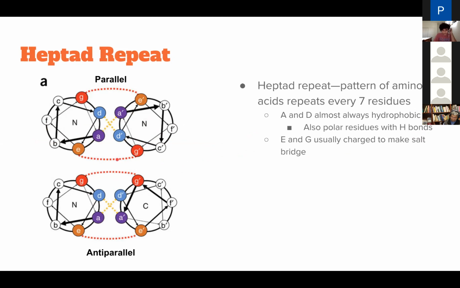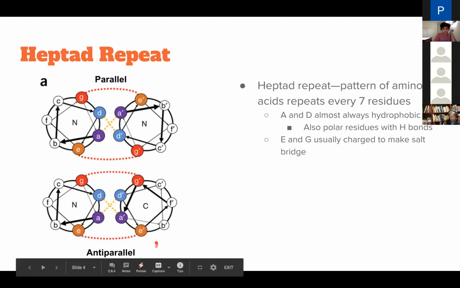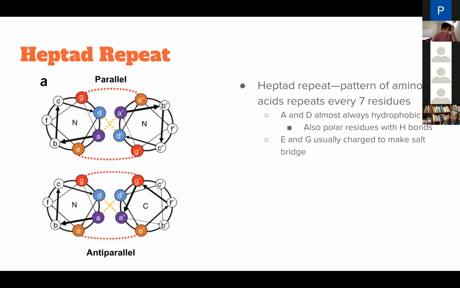Another important thing to note are the E and G positions on the edges at the top. Those are usually charged residues, so your lysine, arginine, glutamate, those sort of things. And those form favorable salt bridges, so ionic attractions.